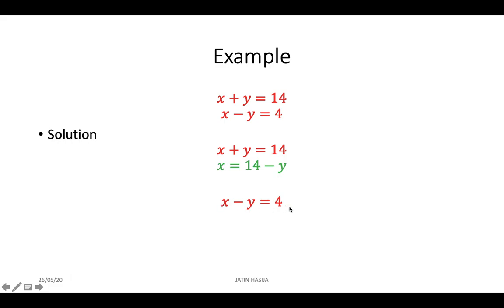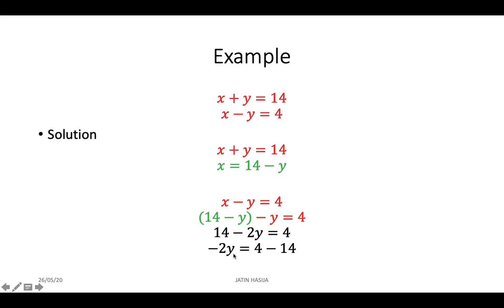Now this was my second equation, x minus y is equal to 4. Instead of x I will write down 14 minus y. Everything else is the same: minus y is there and 4 is there. Now if I try to solve it, it will be 14 minus 2y, because minus y and minus y add up to minus 2y. So 14 minus 2y is equal to 4. Then minus 2y is 4 minus 14.